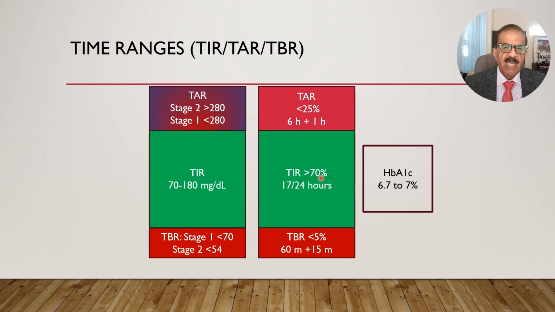All right. Time above range maximum should be less than 25%, and out of that, 6 hours in stage 1 and 1 hour in stage 2. If it is more than that, that means your sugar is too high. Similarly, time below range less than 5% is permissible, and out of that 60 minutes in stage 1, that is 70 to 54, and less than 15 minutes in stage 2, because stage 2 could be very dangerous. So this is the value of time in range. It gives you a more clear picture and a more instant value.